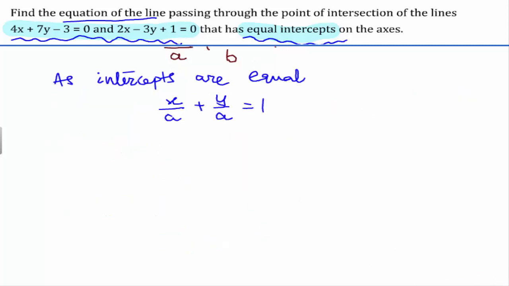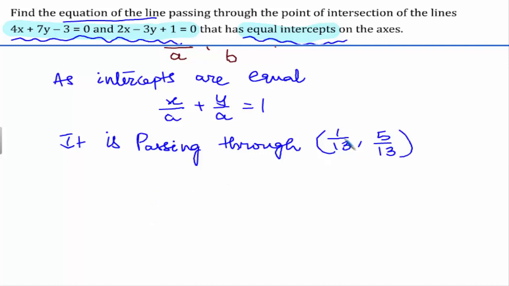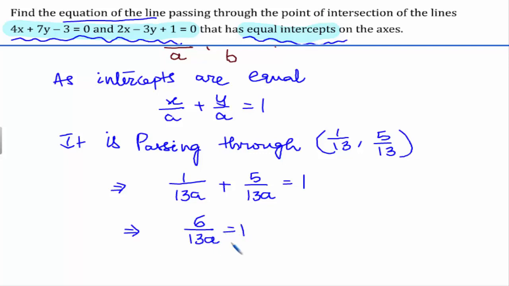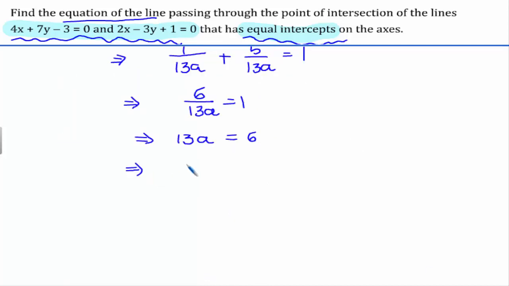Now the line is passing through 1 by 13, 5 by 13. Let us substitute into that. We get 1 by 13a. If I substitute in place of x 1 by 13, and if I substitute 5 by 13 in place of y, I will get 5 by 13a is equal to 1. So we get 6 by 13a is equal to 1, and by cross multiplication we get 13a is equal to 6, and a is equal to 6 by 13.